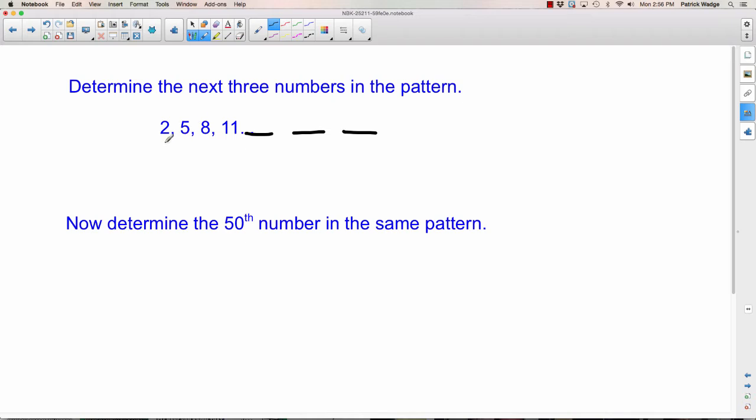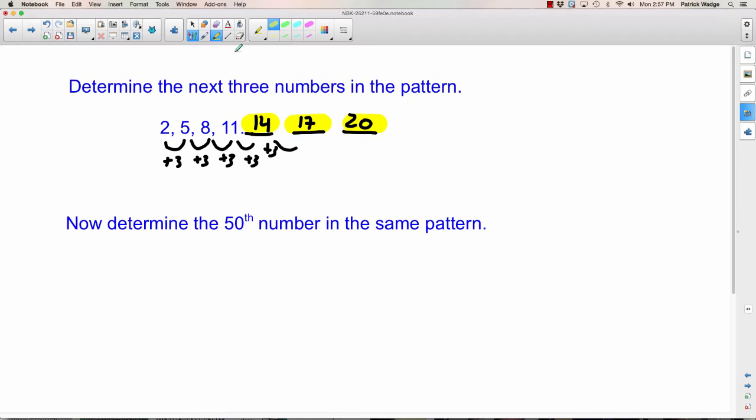You notice that this goes up by 3 and up by 3 and up by 3. If it continues always going up by 3, we have a pattern. So we're going to go 11 plus 3 and we get 14 for our next number. 14 plus 3 and we get 17. 17 plus 3 and we get 20. So there's our three answers right there: 14, 17, and 20.